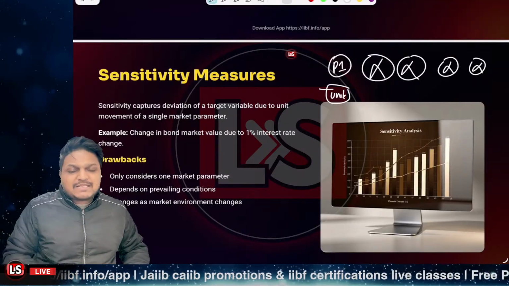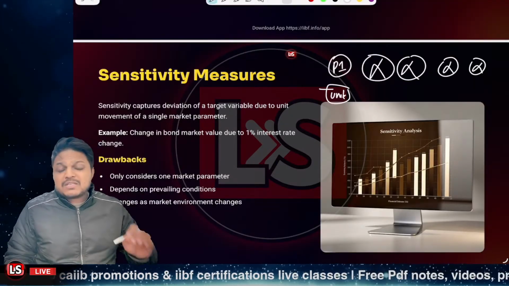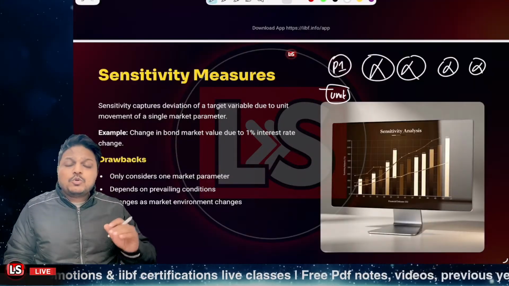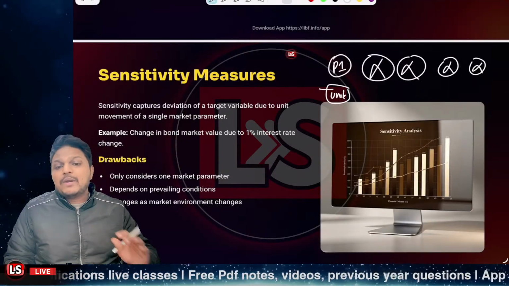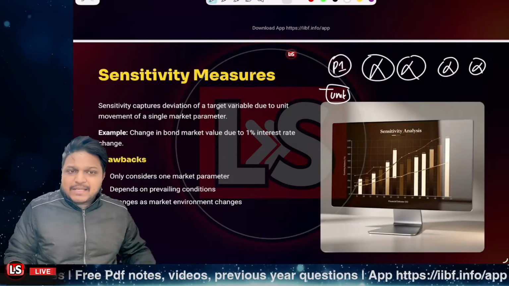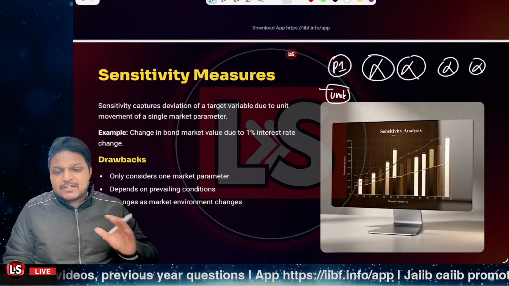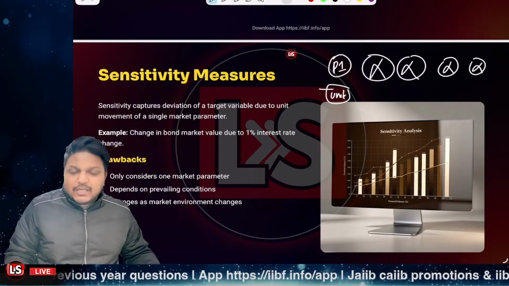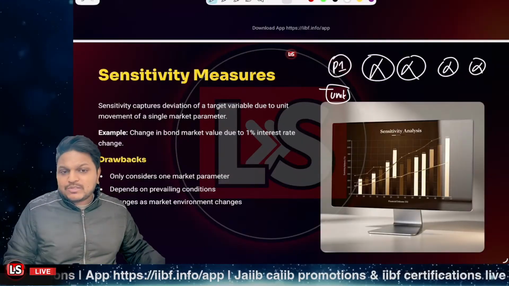But sensitivity has its limitations. One limitation I already told you: in case of sensitivity you check only one single parameter, you don't check multiple parameters. And in a real-life practical scenario, there are multiple roles at play, with multiple parameters acting simultaneously. So this is a very big drawback related to sensitivity.